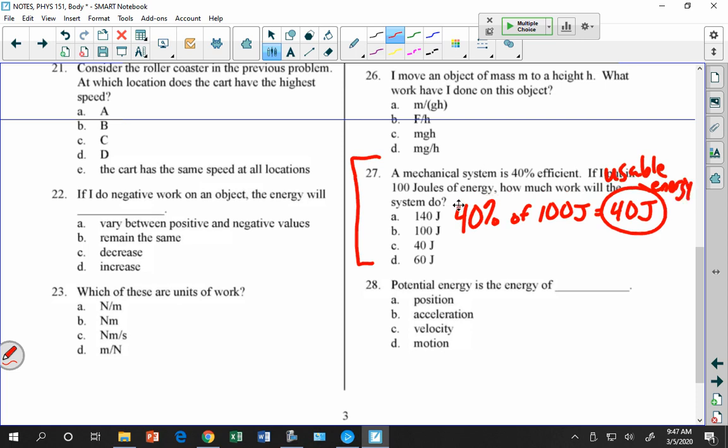Right? If it's 100% efficient, that means I get everything back, right? That's really what you want, something that's really close to 100% efficient. But if it's really small, like if it was, say, 5% efficient, then that's bad. I would only get back 5 joules, and I'd lose most of what I put in.